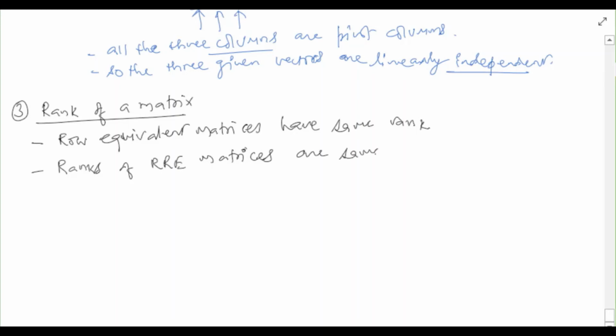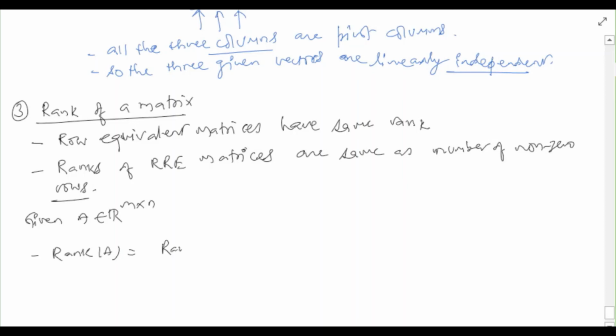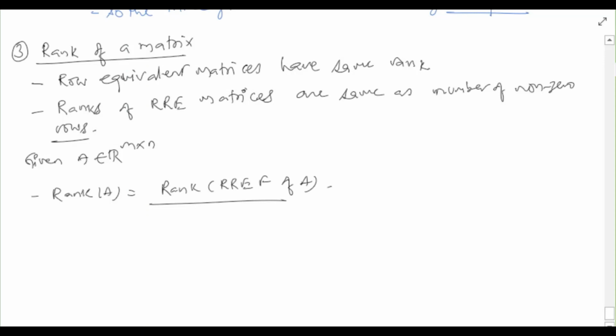Finally, if we are given an M cross N matrix A, the rank of A is the same as the rank of the reduced row echelon form of A. This tells us that we can use Gaussian elimination to reduce A to reduced row echelon form and thereby get the rank of A. Let us consider an example.